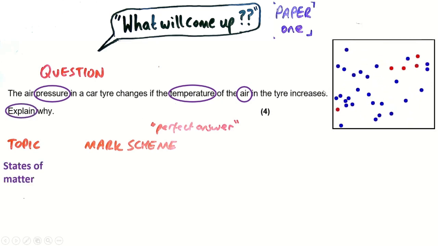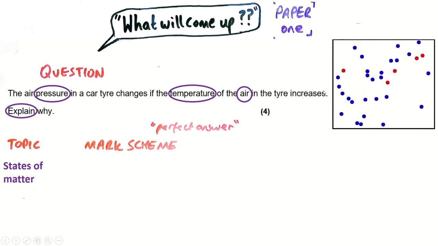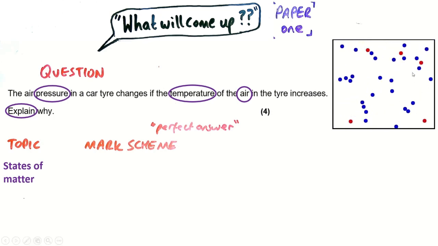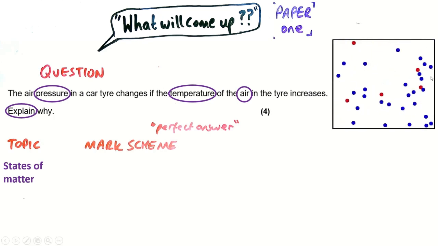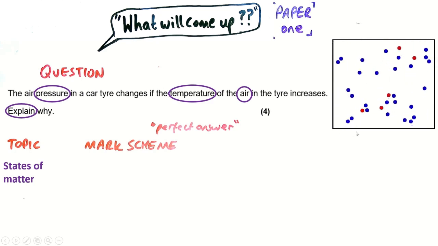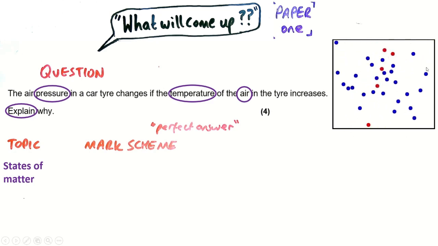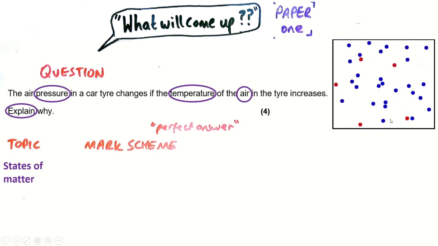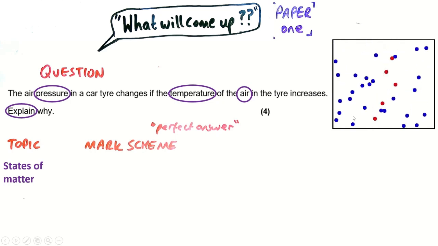a container. So imagine this is a tyre. I know it's square, it's not circular. But as the particles hit the wall, they bounce off. Now, if that happens thousands and millions and billions of times, there will be a force exerted on the container. That's essential to answering this question. So we're going to do it in bullet points.